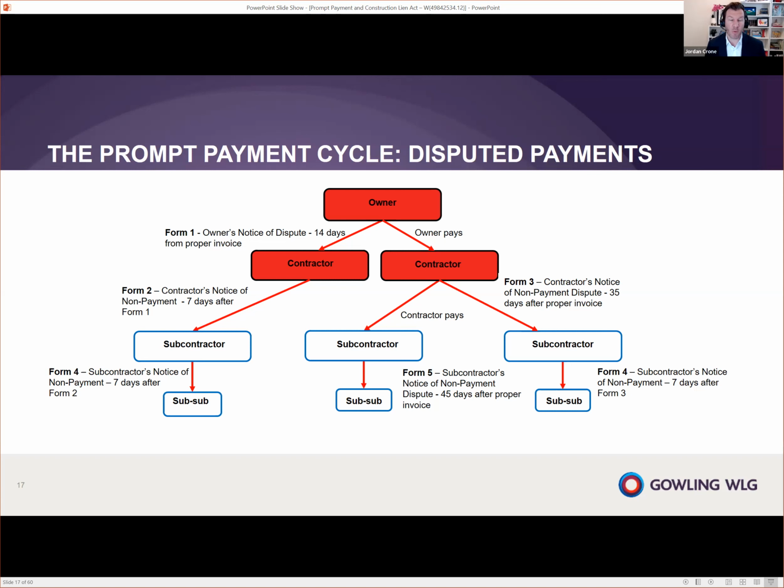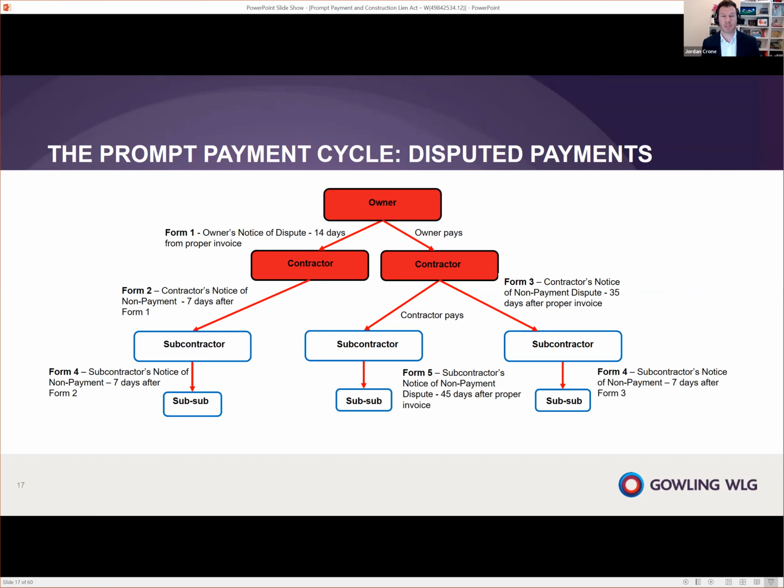And if on or before that 14th day, they have an issue with the proper invoice, whether that be from certification, reviewing the invoice, whatever it may be, that is going to where they do not want to pay all or a part of that invoice, they have to issue this Form 1, owner's notice of dispute. And again, you have to do it within 14 days.